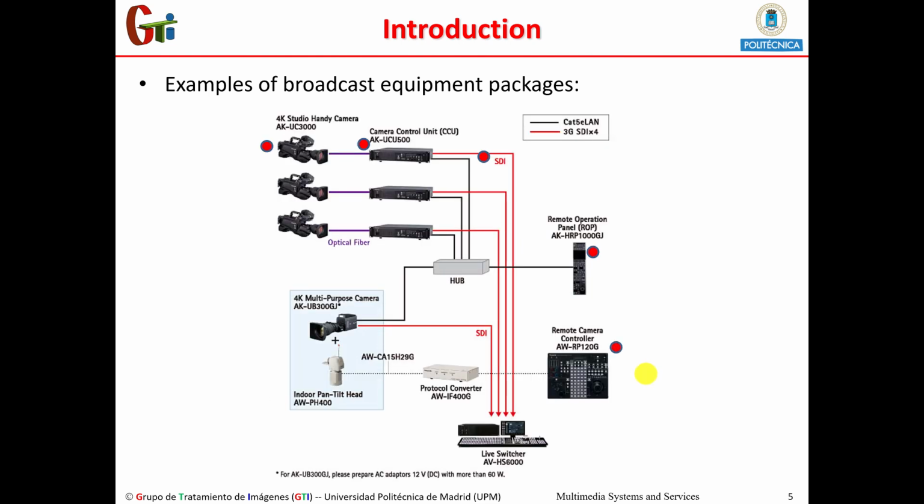In this example, we can find qualitatively the same equipment as before, but explicitly it contains several cameras. That is precisely the normal setup. We have several cameras that we are going to switch between in their live connection, the live video acquisition, in order to produce the TV program. Every camera is connected to one camera control unit for its remote operation, and all of them are multiplexed in a hub.